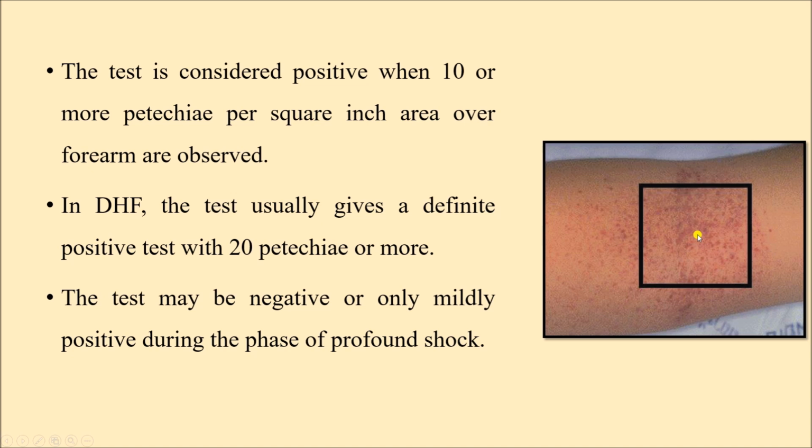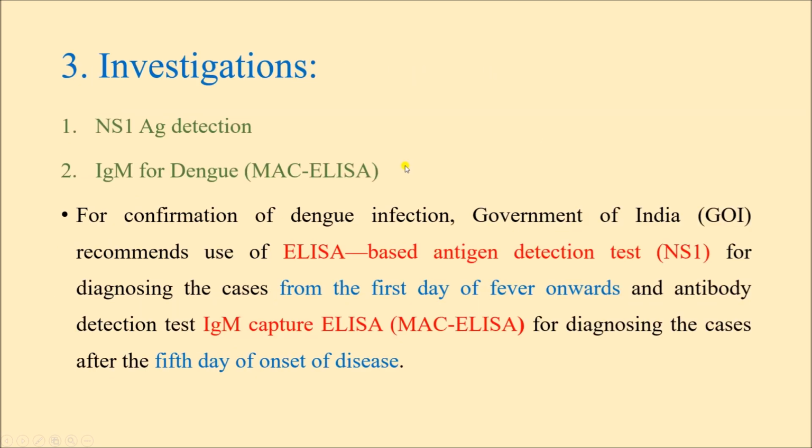But remember, in case of profound shock, the test can be negative or can be mildly positive. So maybe few dots are there, few petechial spots are there, but in 1 square inch we may not have 10 or more than 10 petechial spots. So this is a test for capillary fragility which is done in the case of dengue. So this is about the Tourniquet test.